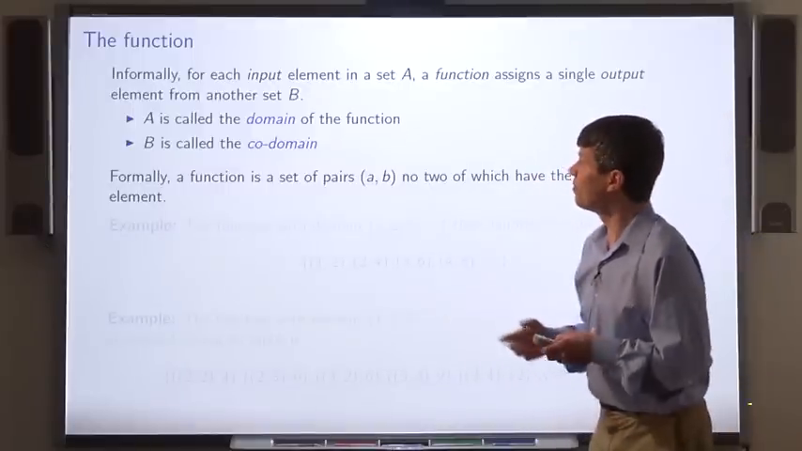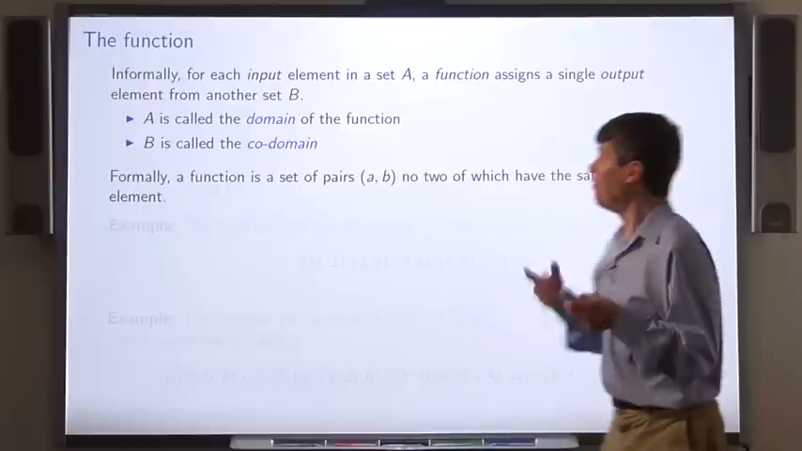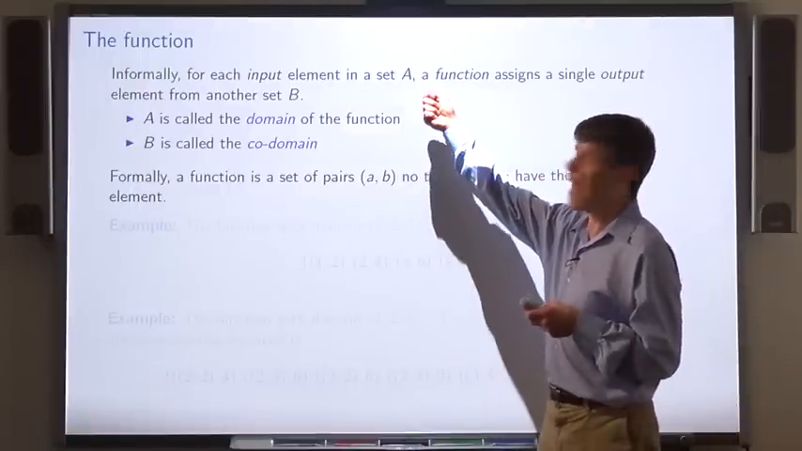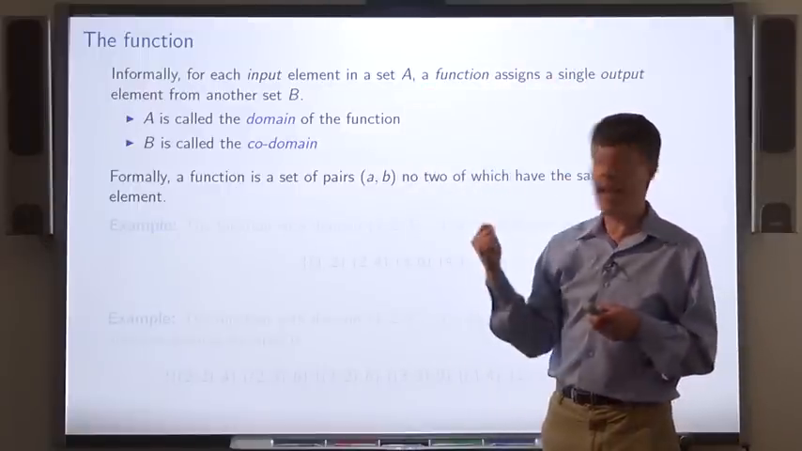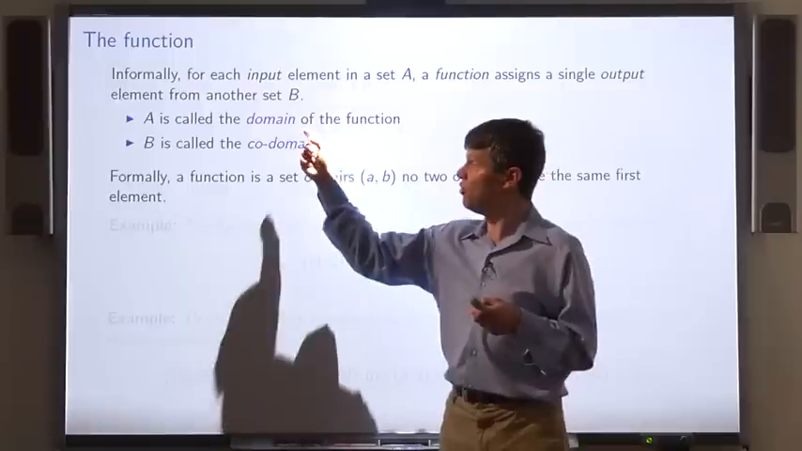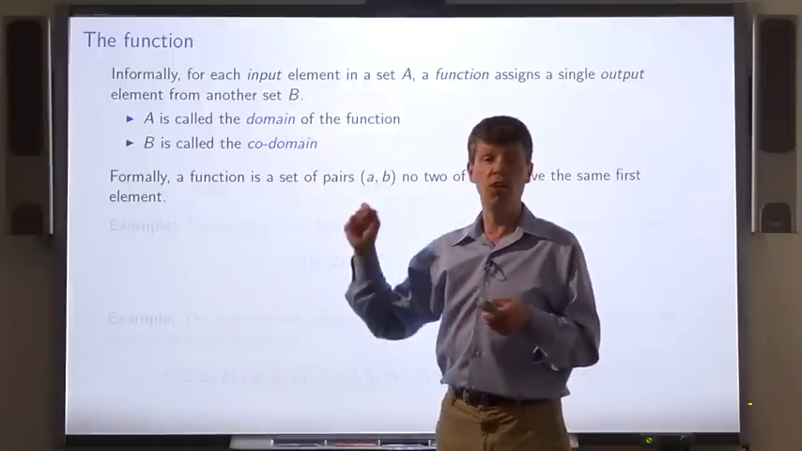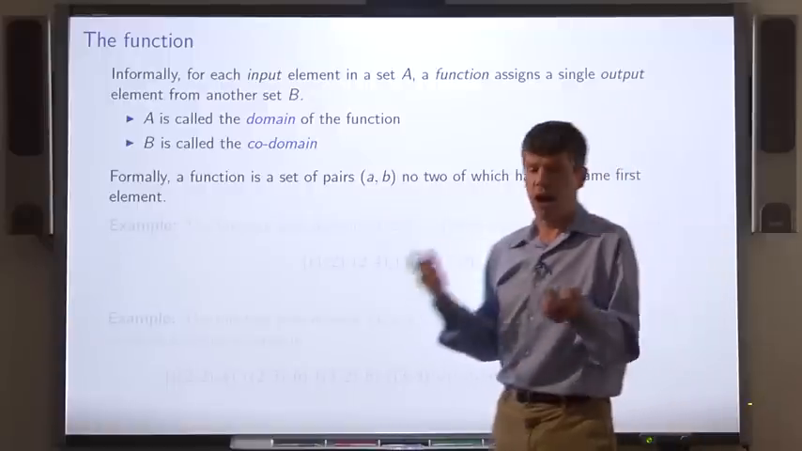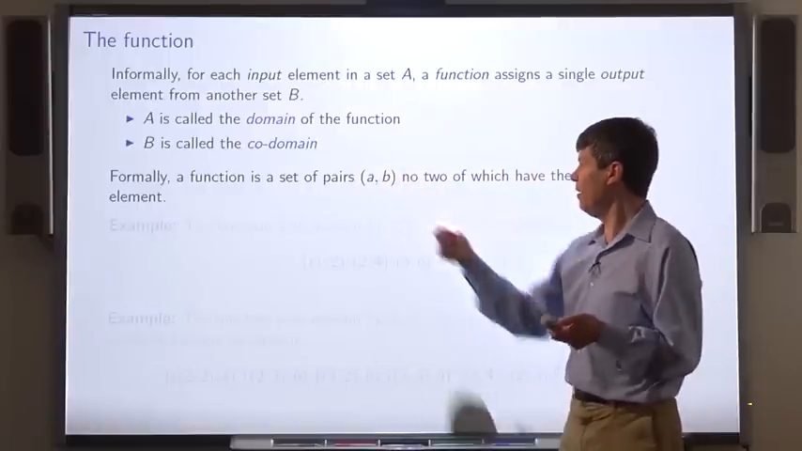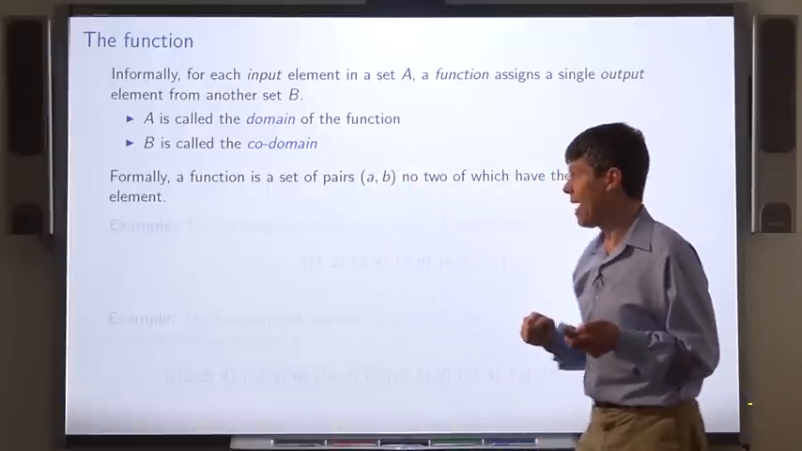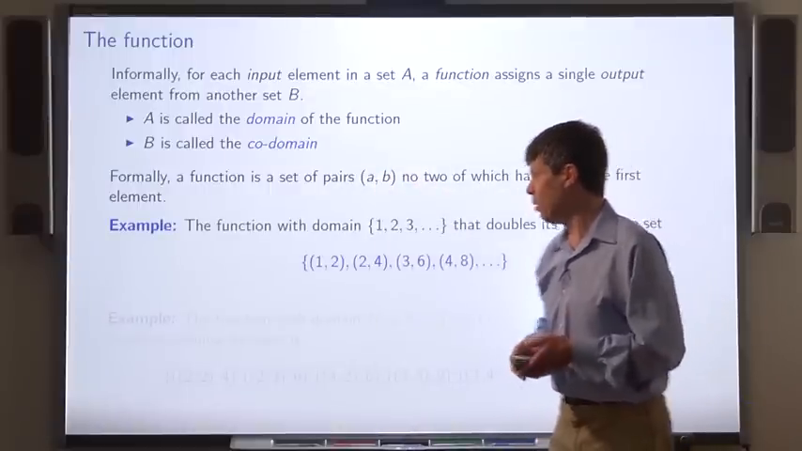What's a function? Well, intuitively, for each input element in a set A, a function assigns a single output from another set, B. And in this context, A is called the domain of the function, and B is called the codomain. Formally, in math, a function is often defined as a set of pairs (a, b), no two of which have the same first element, a.